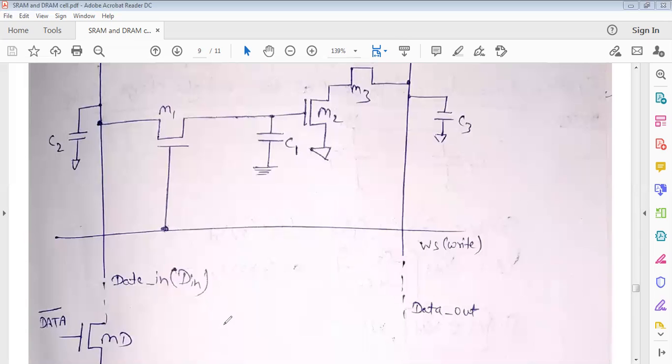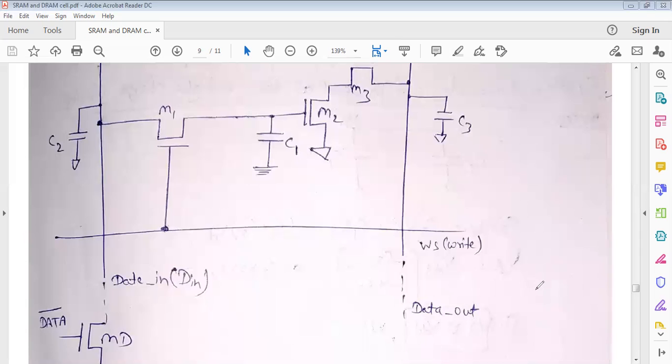So initial charge will be equal to final charge. Now initially what was the charge? That was C2 multiplied by VDD, Q equal to CV, and that will be equal to C2 multiplied by, let's say the voltage at the nodes is VA, so C2 into VA plus C1 into VA. So what will be the value of VA here?